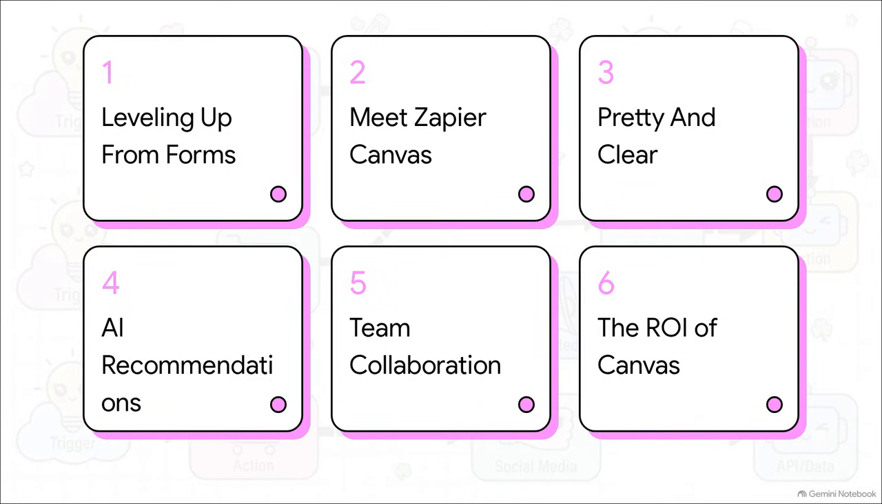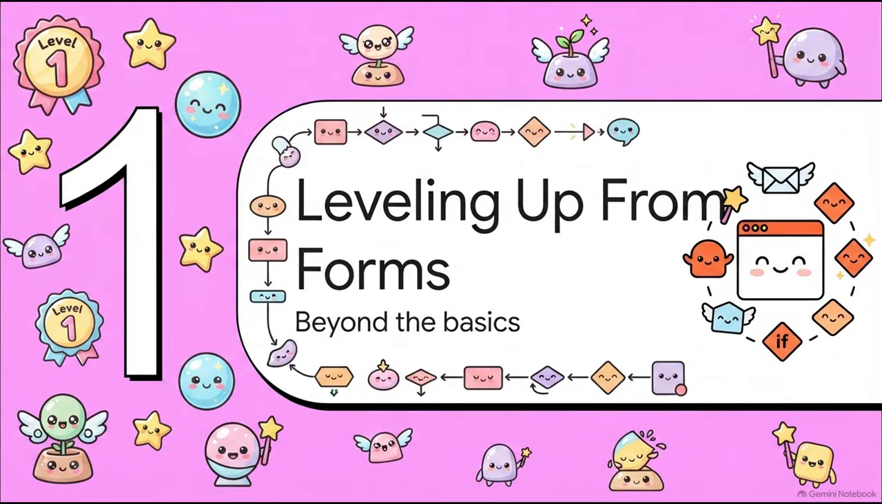Here is today's syllabus. First, leveling up from forms. Then, we meet Zapier Canvas, make things pretty and clear, let AI recommend steps, collaborate with the team, and wrap up with the ROI of being fabulous. Let's go! Section 1. Leveling up from forms.